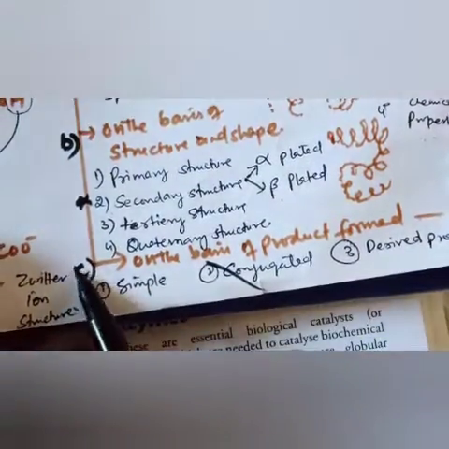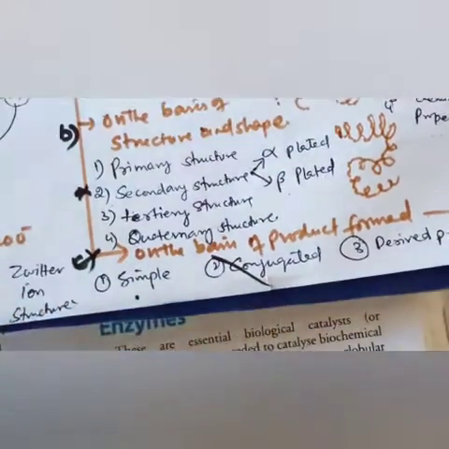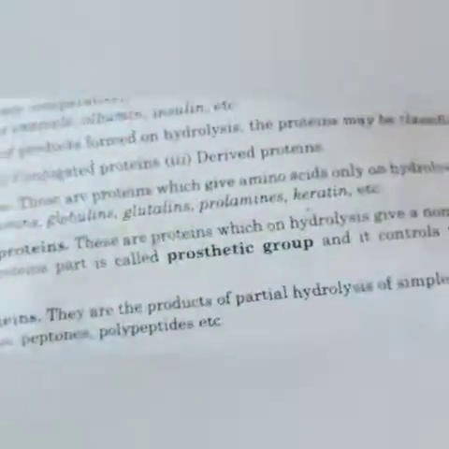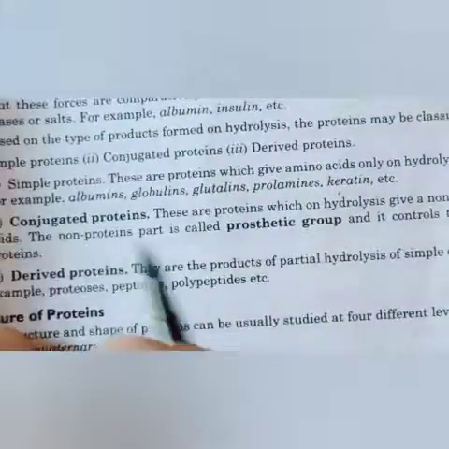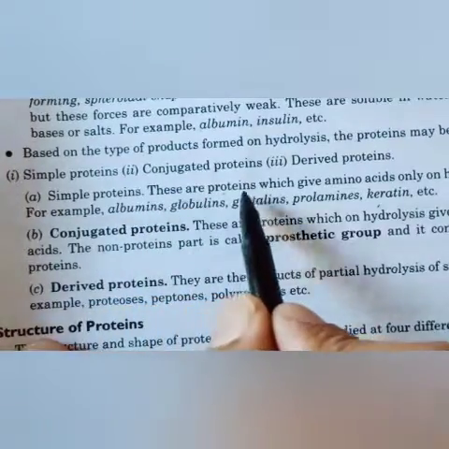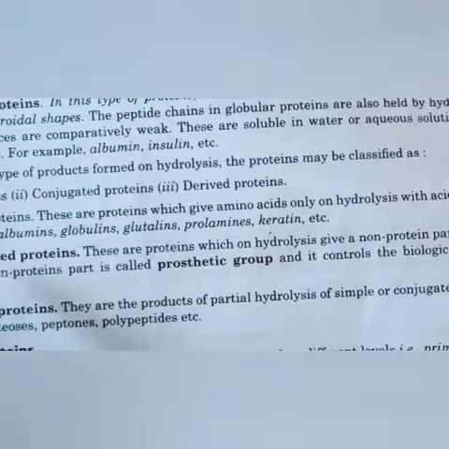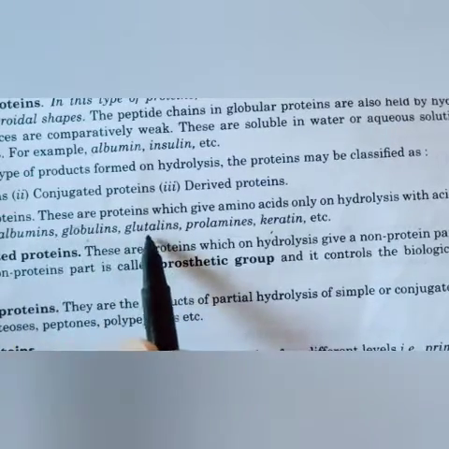Acha, one is left, that is classification. Third, on the basis of product form, that is simple, conjugated and derived. So simple is what? These are the proteins which give amino acids only by hydrolysis with acid or enzyme. For example, albumin, globulin, glutelins.